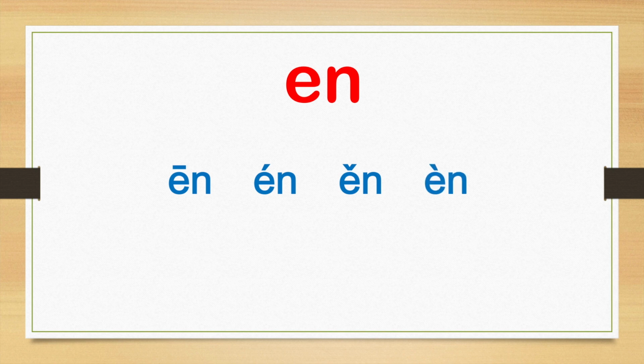Next, an. Let's read with 4 different tones. An, an, an, an. For example, men with initial m and the 2nd tone, men, which means door.